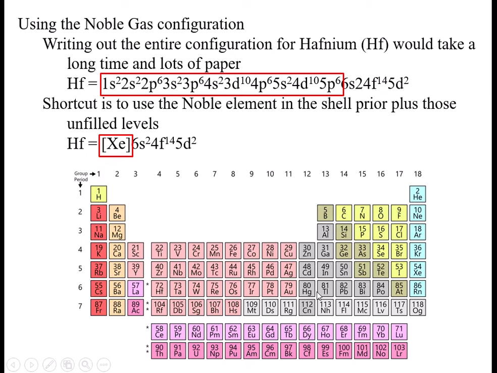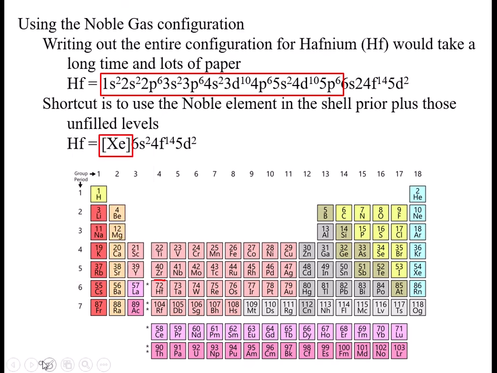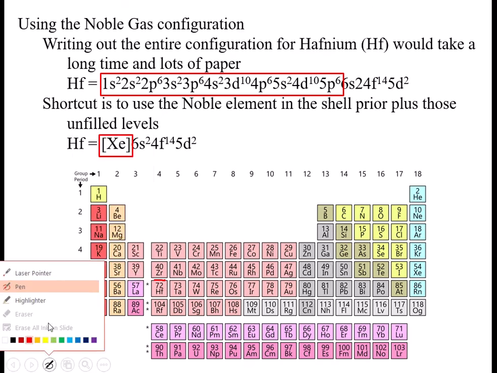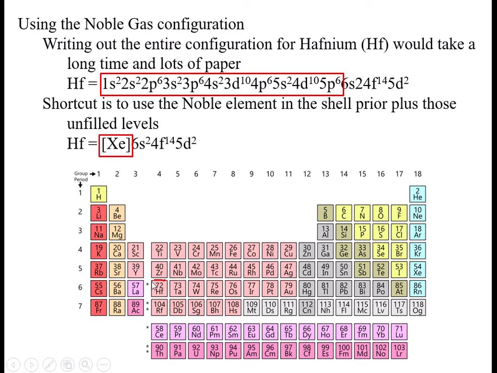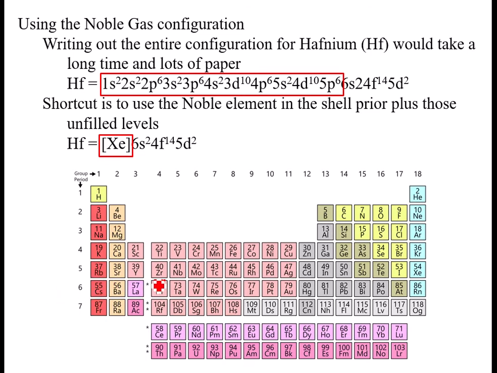xenon, because hafnium is 5d2, right here. Hafnium is right here. So basically that makes xenon here my previous noble gas, okay?